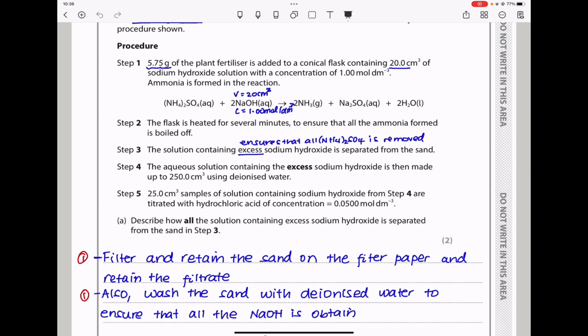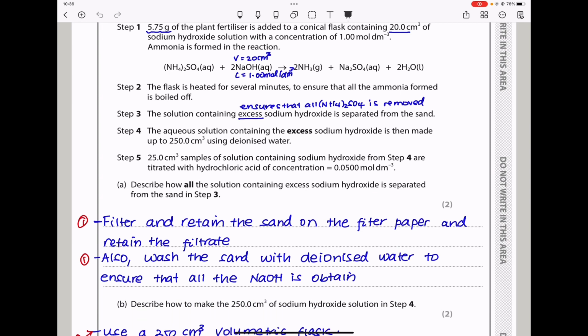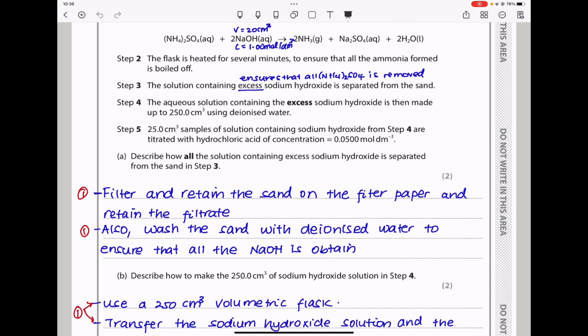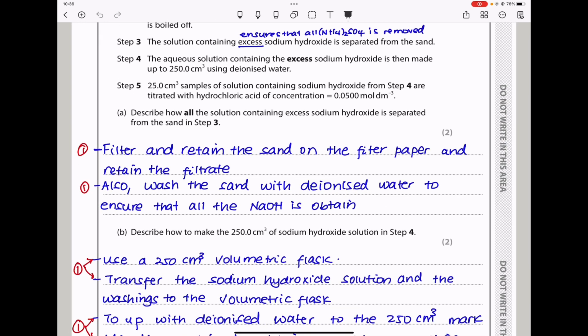This process is going to be filtration because sand is insoluble and the rest are soluble. As you can see, this is liquid water, aqueous, and this is going to be aqueous if it's in excess. The sand is going to be a solid. So you filter and retain the sand on the filter paper and then get the filtrate that goes through. So also you wash the sand with the deionized water to ensure that all sodium hydroxide is obtained.